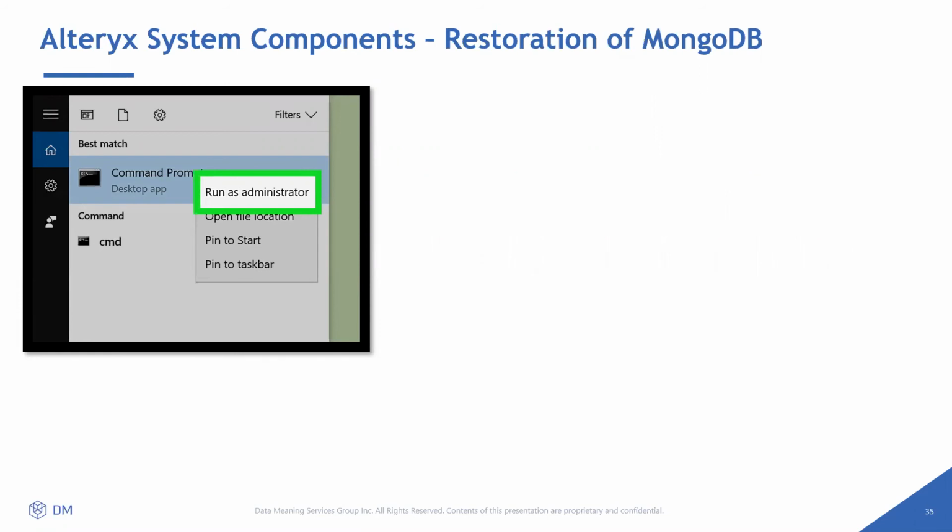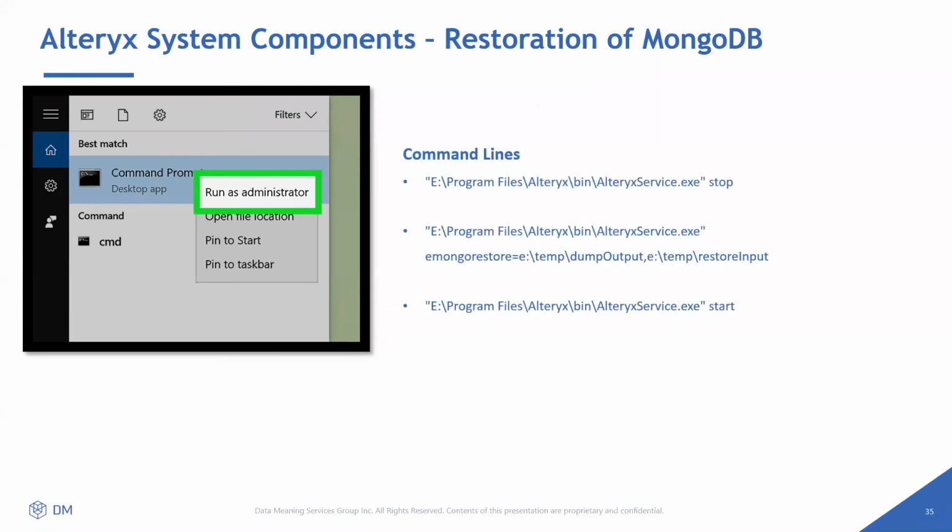The restoration is actually the same exact thing. You go back into command prompt as an admin, you stop the service, you run the emongo restore, pointing to a location to put in any logs, and you are pointing to the location of your backup. And once more, start the service. There are other ways to do a restoration, but this is the most concrete way to do it, save for using other programs or other resources.